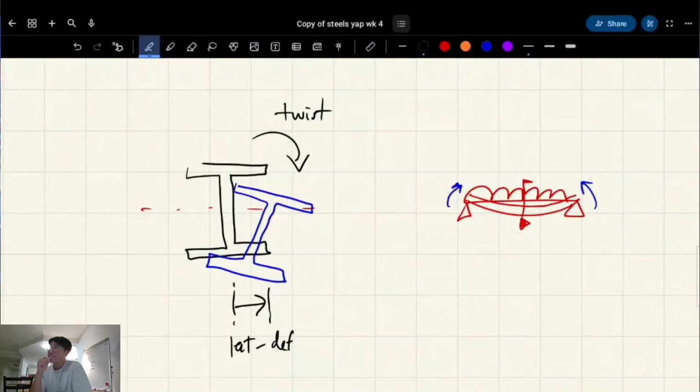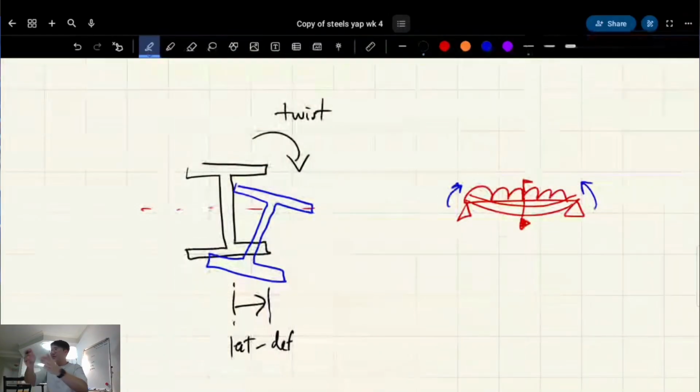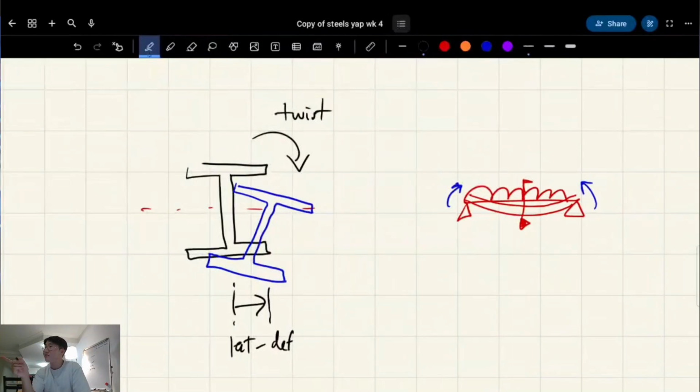Feels like tension versus compression. The top is in compression, right? So it wants to buckle, because that's what we know about the compressive thing, and it wants to buckle about the minor axis, which means it wants to go sideways. But the bottom is in tension, which means it wants to straighten out. So the bottom wants to straighten out, and the top wants to go out. So now you get this twist. This is called lateral-torsional buckling.